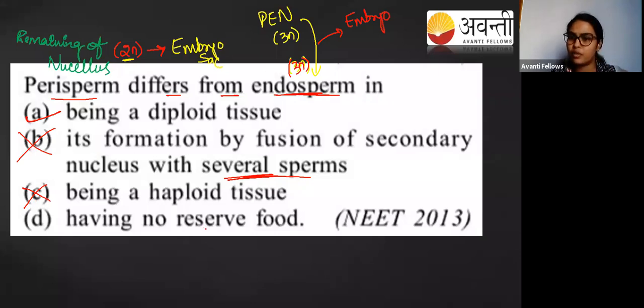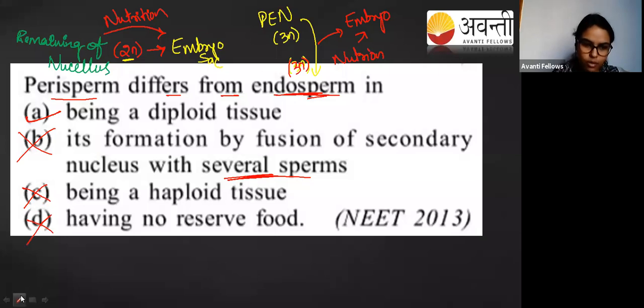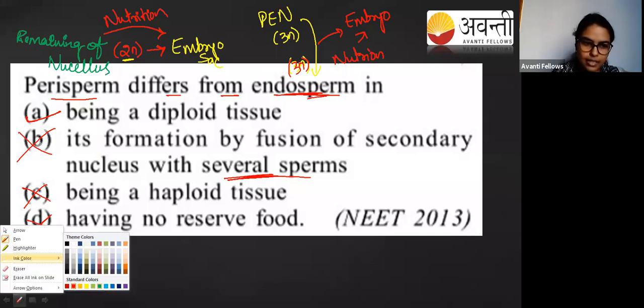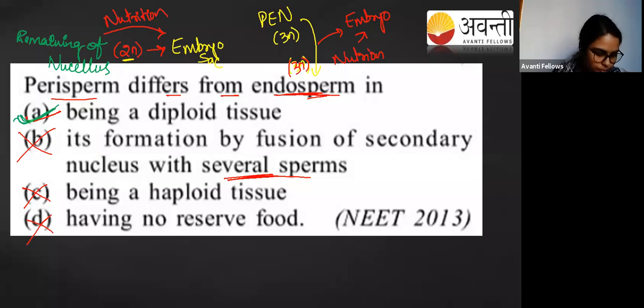Having no reserve food, this is totally wrong, guys. See, this perisperm is giving nutrition. Nutrition for whom? For the embryo sac. And here also our endosperm is giving nutrition to embryo. So both of them are giving food. They have reserved food which is given to the development of either embryo sac or embryo. So D is also wrong. So the answer for this question is A.